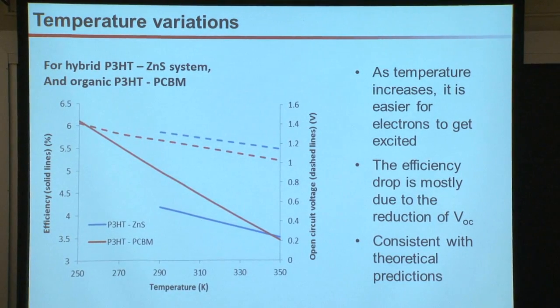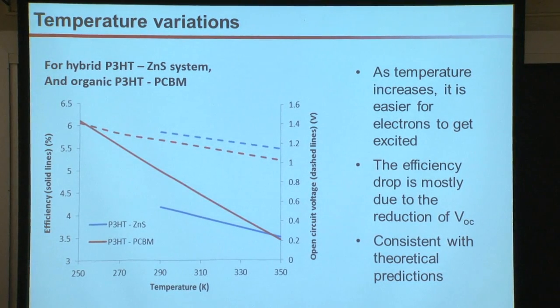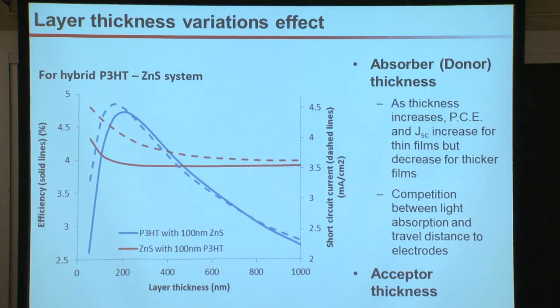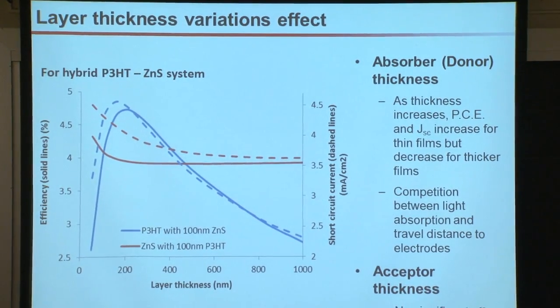We can explain the reduction of open circuit voltage by this: if we increase the temperature, the electrons get easier to excite to the conduction band, so the effective band gap is actually decreasing. Also, we didn't show the short circuit current data here, but there is a slight increase of short circuit current, and this could also be explained by the same thing: it's easier to get excited to the conduction band. And the second thing we have looked at is layer thickness.